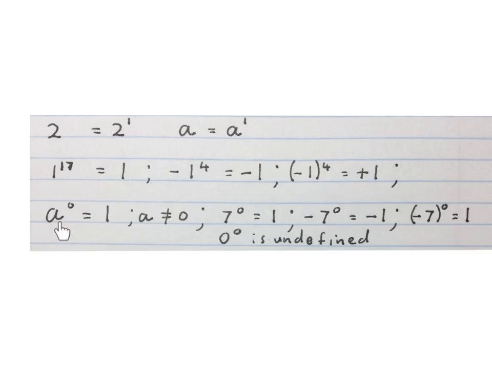Like we said, any base to the power of 0 is going to be 1, as long as the base is not 0. 7 to the power of 0 is 1, minus 7 to the power of 0, the minus is loose, is minus 1, and this minus 7 in brackets to the power of 0 is plus 1. Remember, 0 to the power of 0 is undefined.